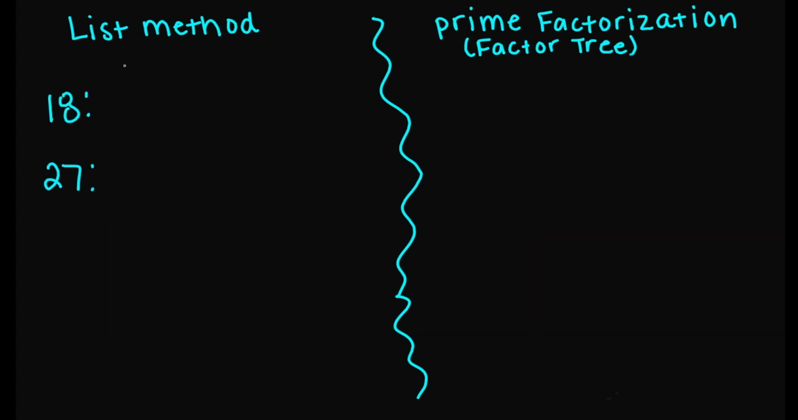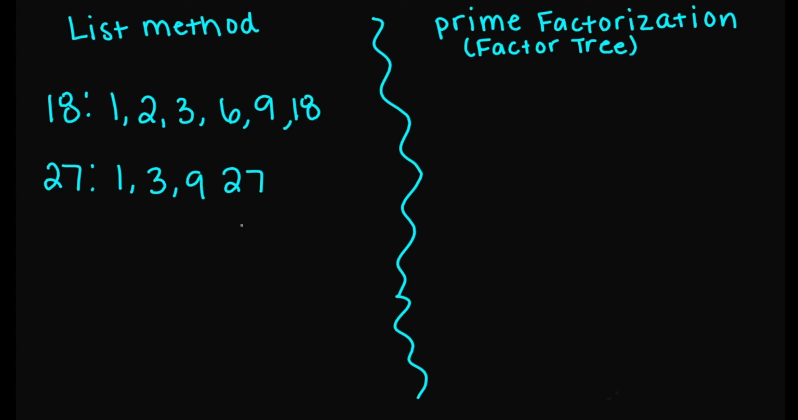Let's try 18 and 27. Let's list the factors for 18. We have 1 times 18. Then we have 2 times 9. And then we have 3 times 6. 27, we have 1 times 27. And then we have 3 times 9. The largest factor between the two we have is going to be the number 9. So your GCF for 18 and 27 is 9.